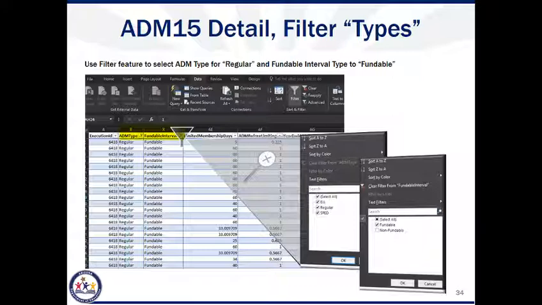And then we're also going to filter column X for fundable intervals. You'll see where it says a selection if you have fundable or non-fundable students. We want to unselect non-fundable so that we are only showing fundable students that have regular ADM.